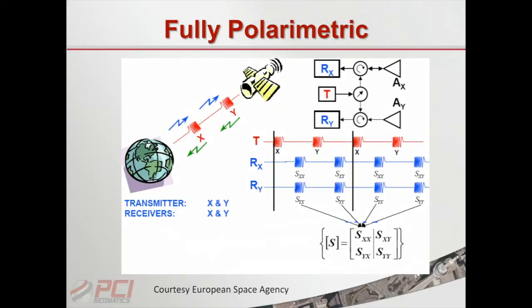Now you start getting into a fully polarimetric radar. Again, these are very expensive, and the reason they're expensive is because they have two distinct transmitters, and transmitters are very expensive. So you transmit whatever polarization X is, and you receive X and Y, and then you transmit Y, and you receive X and Y back. And when you put it all together, you've got four polarizations.